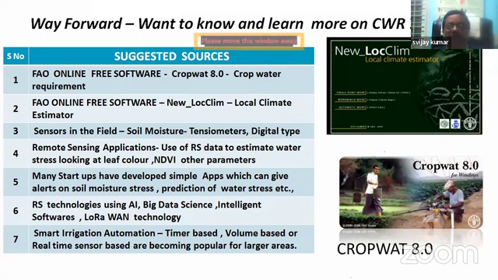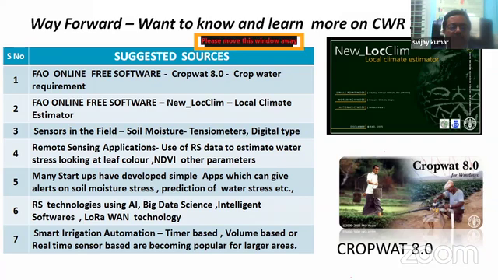Today a number of startup companies have developed very simple apps which can give you alerts on soil moisture stress, and not only soil moisture, even nutrient stress. You can even look up certain diseases that are happening. You will even have an advanced prediction model.